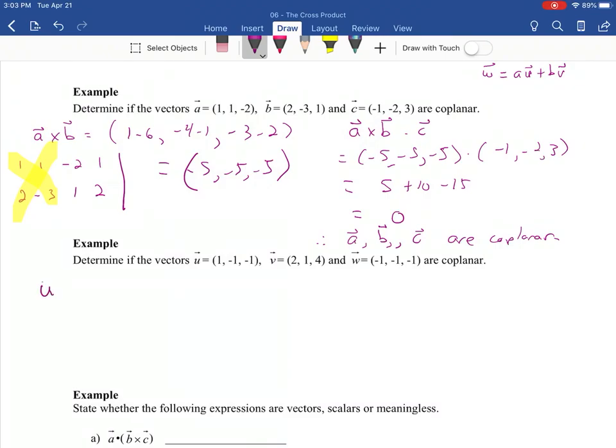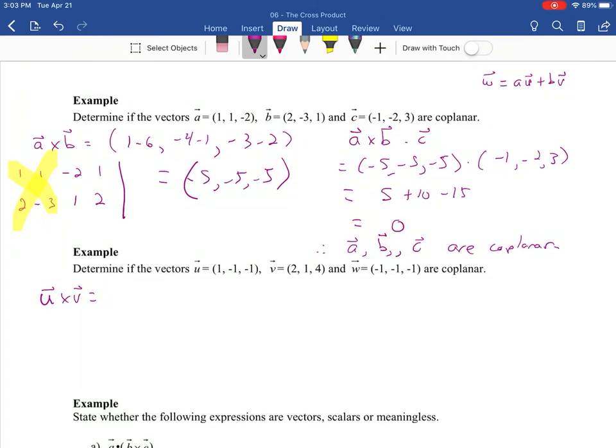Okay, if that's confusing, let's do it all again. What I'm going to do is first find this vector, u cross v. And this vector will stick straight out of the plane that has u and v in it. So u cross v. I'm going to do the work down here.